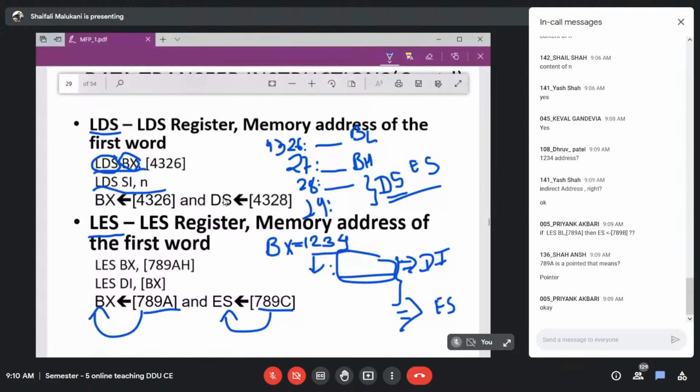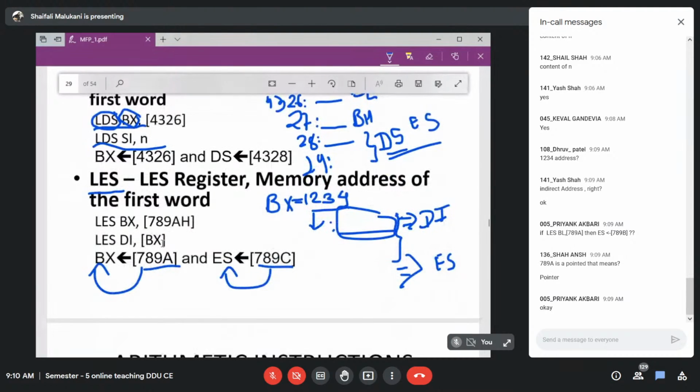See, these two are different instructions. This is instruction 1, this is instruction 2. Now Ansh, can you tell me your question? I'm not clear with your question here. 789A is pointer, that means, I mean, I'm not clear with your question. Can you elaborate?